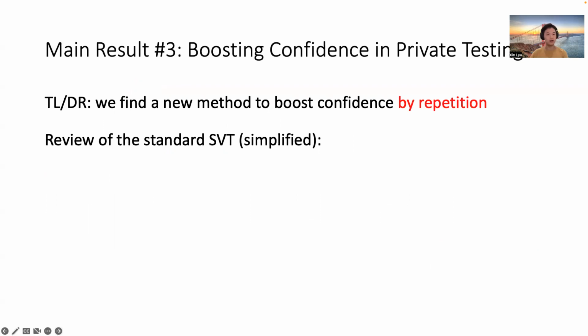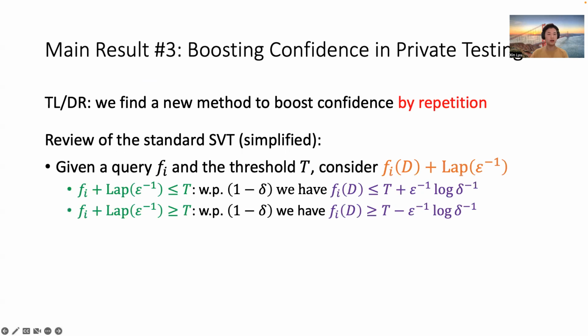And here in more detail, let's start by reviewing the standard sparse vector technique. Given a query f_i and the threshold t, the sparse vector technique wants to verify if f_i of the dataset is less than the threshold t. To do that, the standard SVT adds noise to the f_i value. So consider f_i of D plus a Laplace noise with magnitude roughly 1 over epsilon.